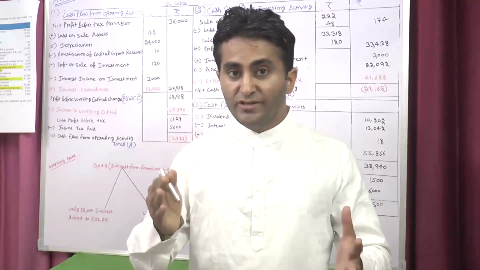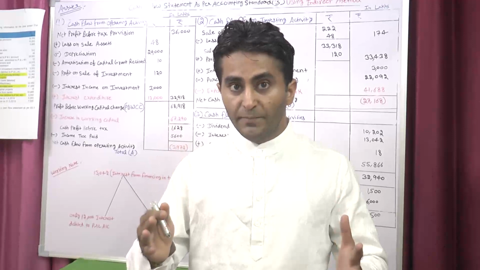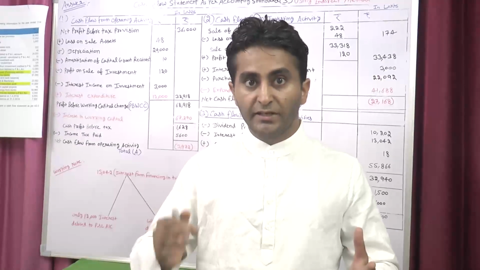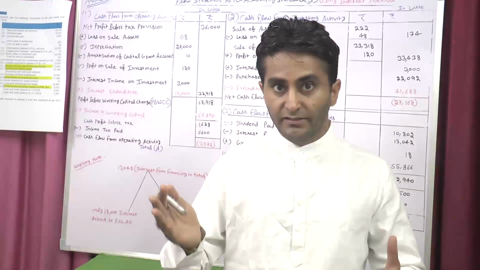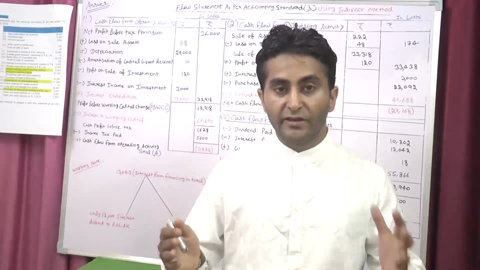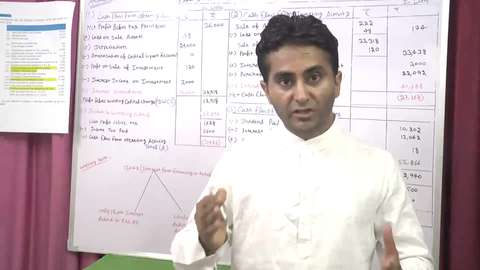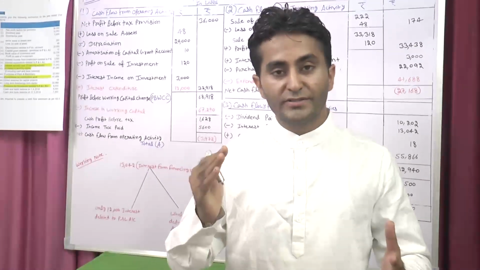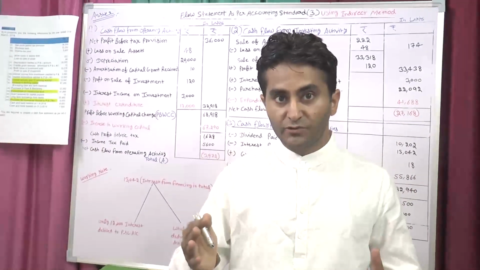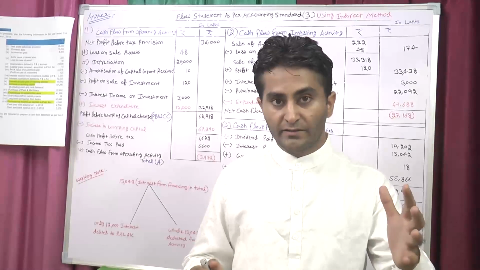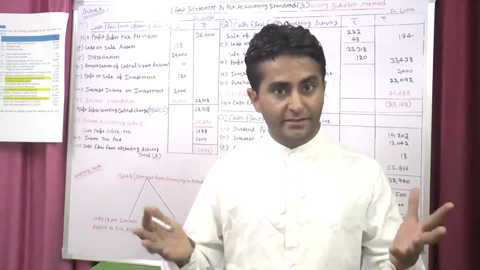IRDA, Insurance Regulatory and Development Authority, requires all insurance companies to prepare a cash flow statement using the direct method. Insurance companies are like LIC, MetLife, Kotak Life, Reliance, ICICI, etc. SEBI, Securities and Exchange Board of India, Clause 32 requires all listed companies to prepare a cash flow statement using the indirect method. Listed companies are like Reliance, Tata, etc.